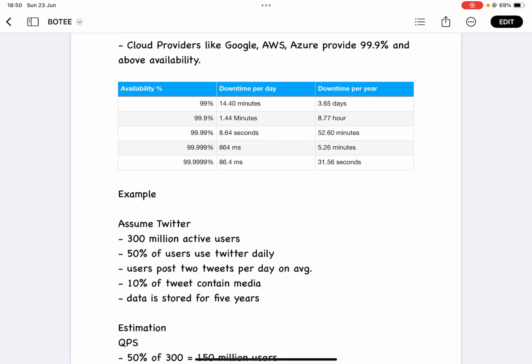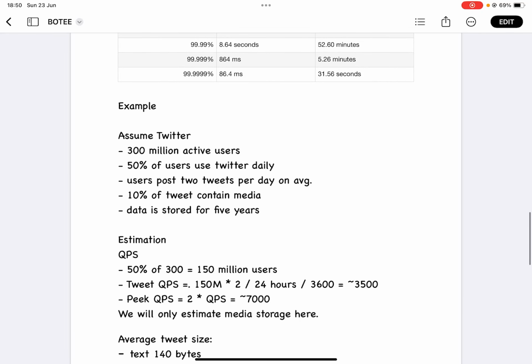Now, for example, let's talk about Twitter. Assume there are 300 million active users per month. Then 50 percent of the users use Twitter daily, and each user posts 2 tweets per day on average, and 10 percent of the tweets contain media, that is images or video. And data is stored for 5 years.